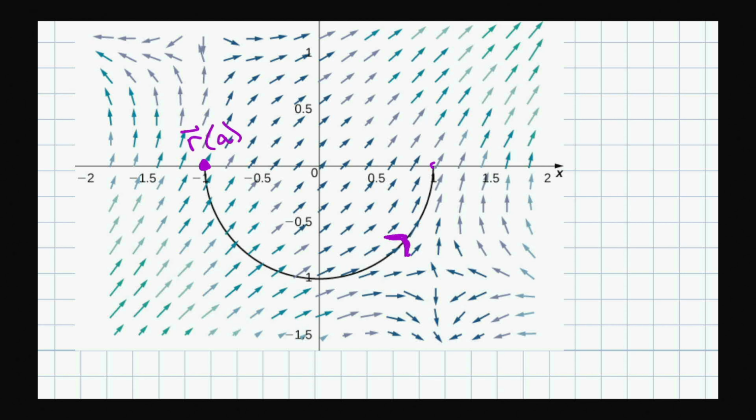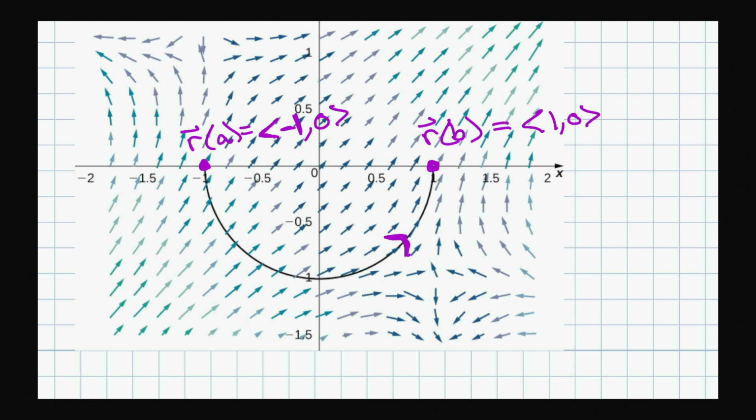that's the starting point, and this point right here is where you end up, the r of b. Okay, so in this case, r of a, you actually know exactly what it is. It's the point (-1, 0), right? And the r of b, that's where we end up, that's at (1, 0).